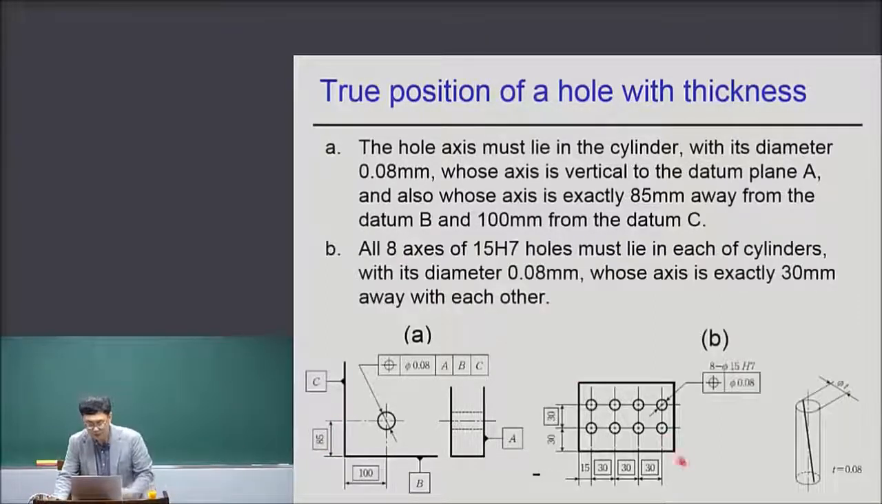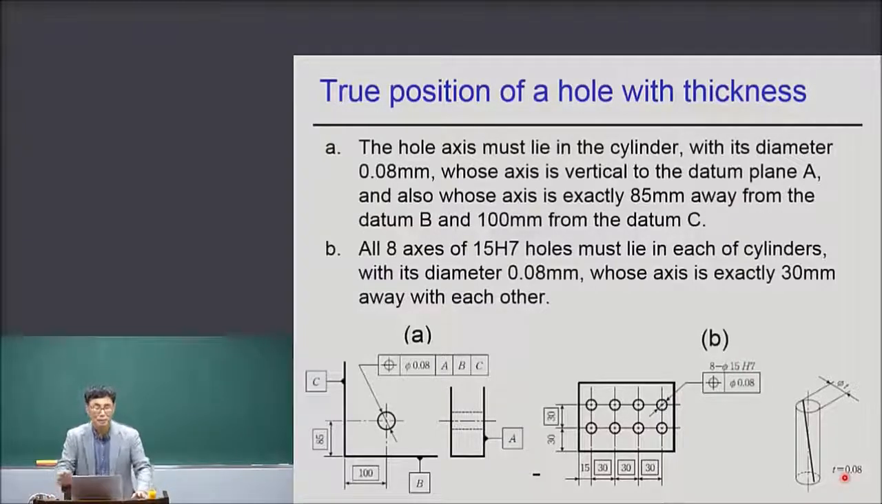So in this case, since the tolerance zone cylinder, the small cylinder, its axis should be vertical to the bottom plane A. So by this true position, we define the perpendicularity of the hole according to the plane A also. So the true position from the side planes B and C and also the perpendicularity of the hole according to the datum A are defined. Both perpendicularity and true position are defined.